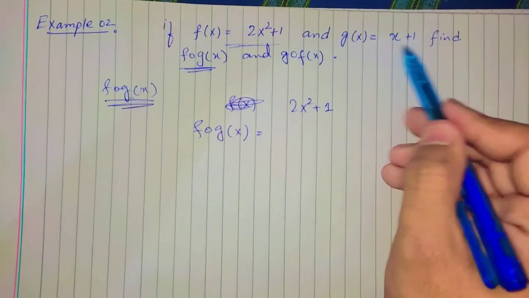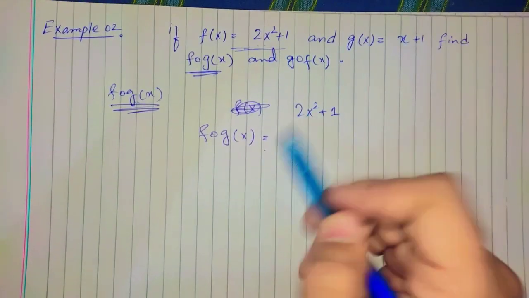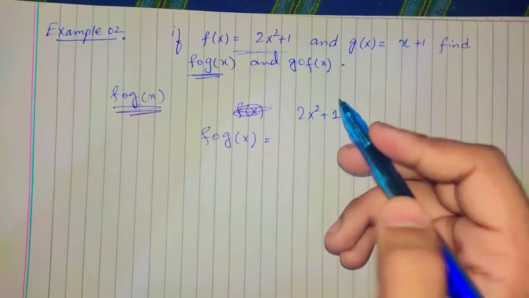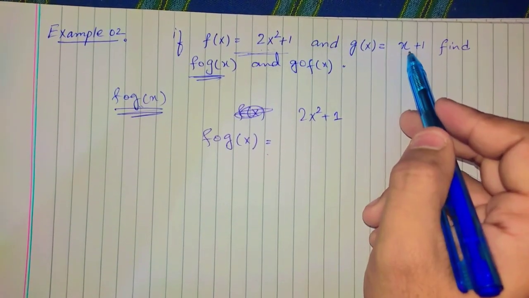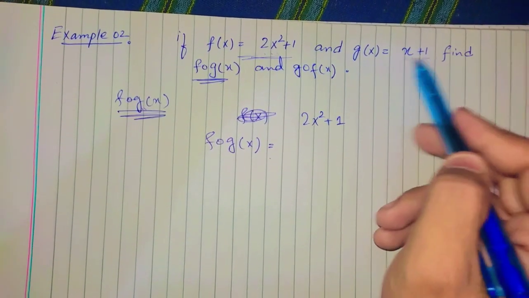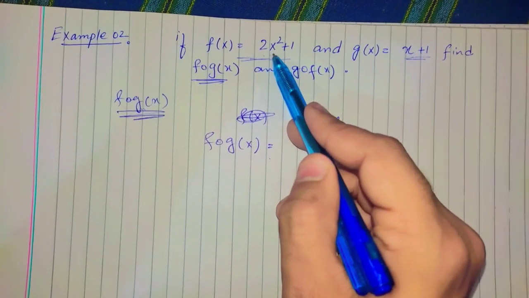So you have to find f of g of x in that case. Put the value of g of x in f of x, and you will get the answer for f of g of x. So g of x equals x plus 1, and you have to put x plus 1 in that x to find f of g of x.